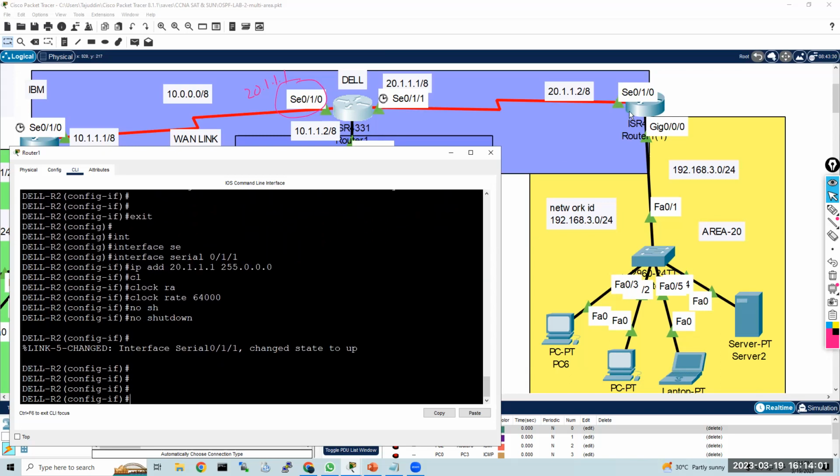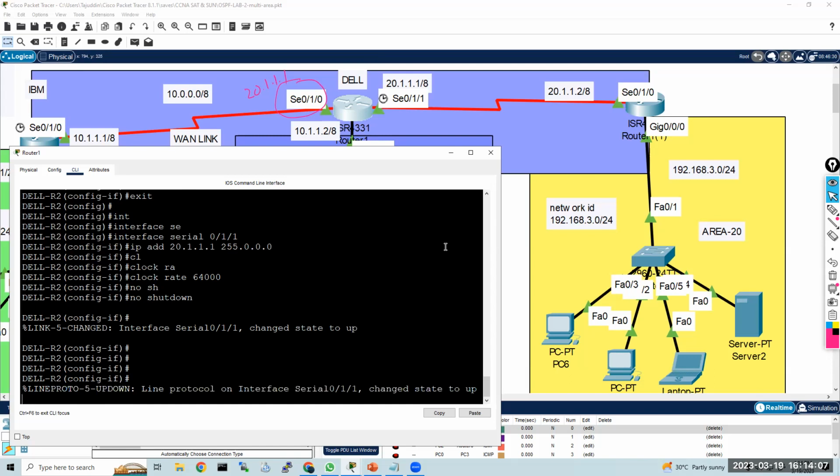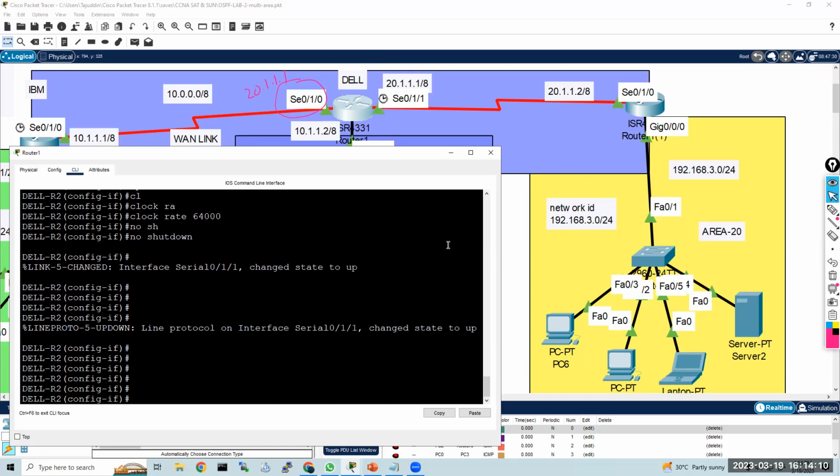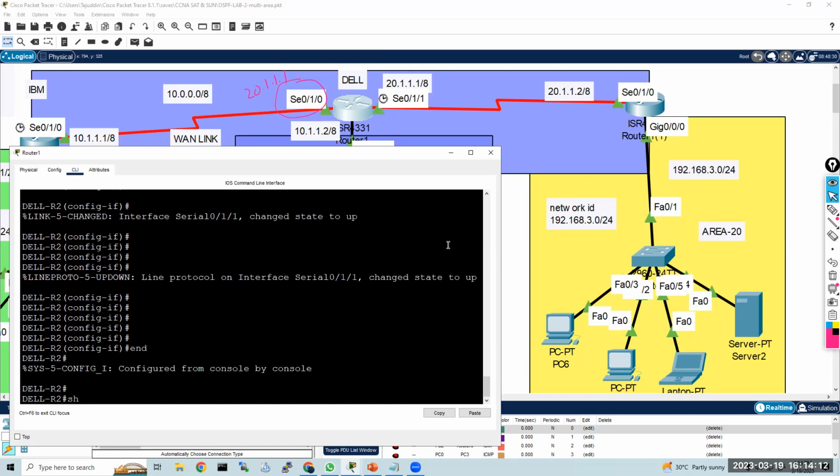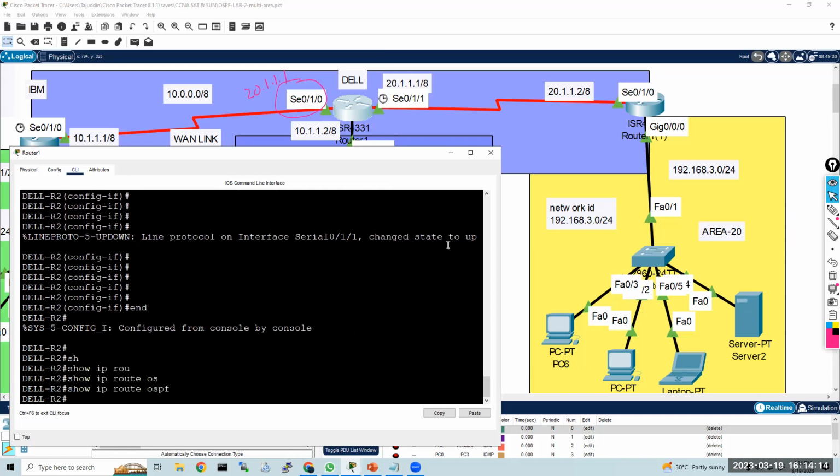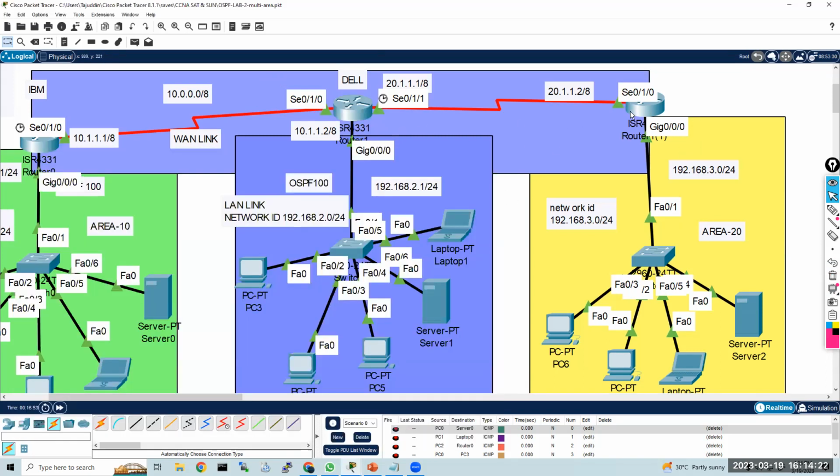Okay, now it is up, right? Can you see it has come up? Because that side we have already configured. If you type show IP route OSPF, still it is not yet learning. So let's do the configuration this side now.